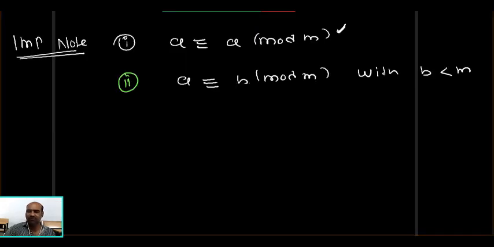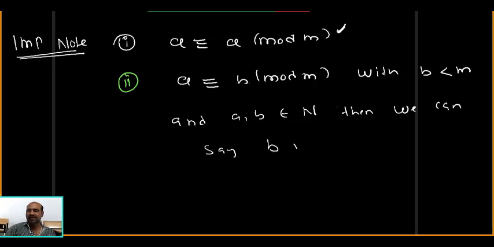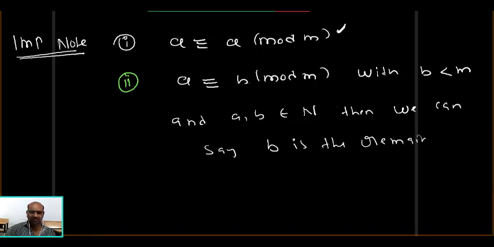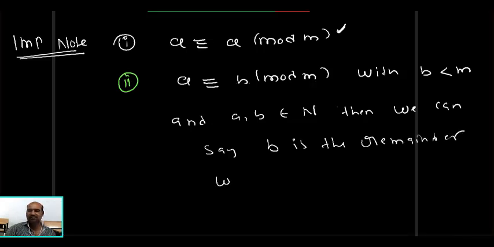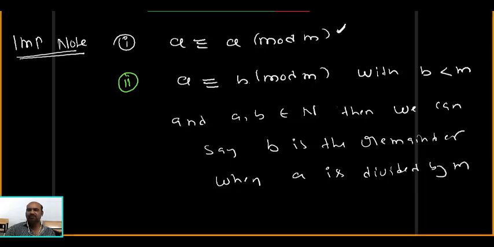If B is less than M, then what I can say, I will explain. If B is less than M and A, B are natural numbers, then we can say B is the remainder when A is divided by M. Very important. That's why again I will explain, no problem.